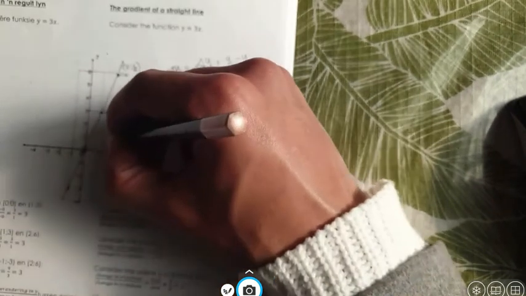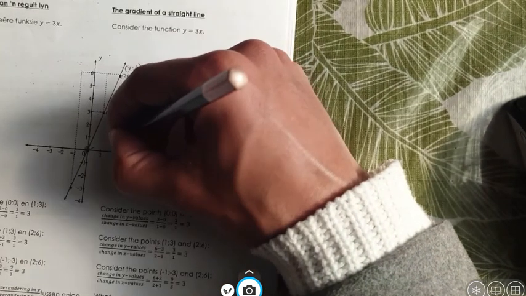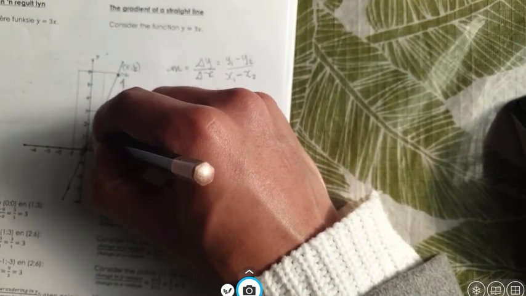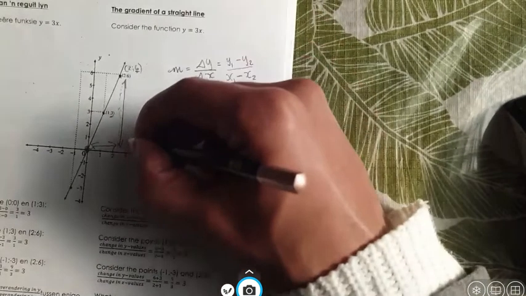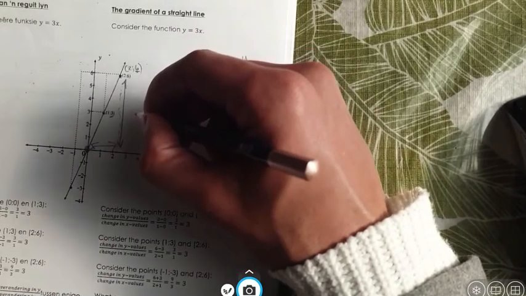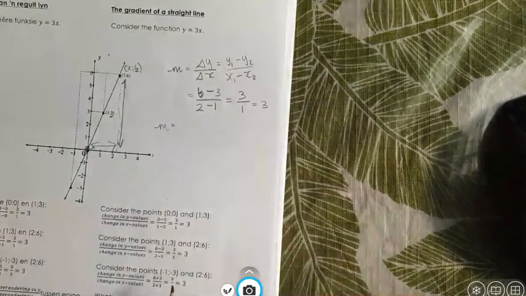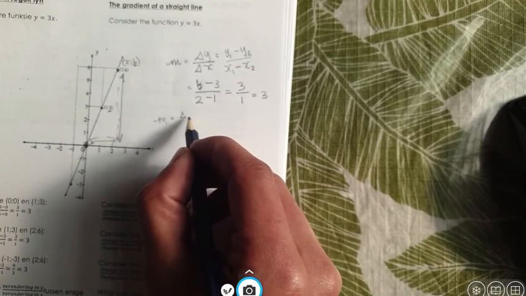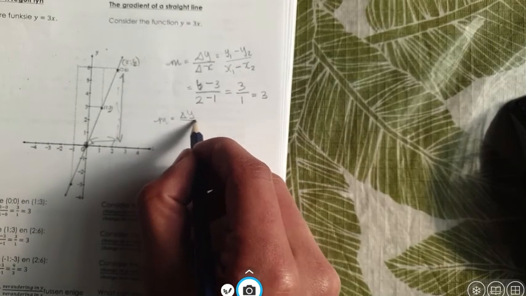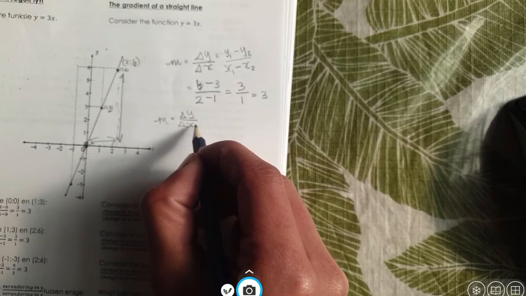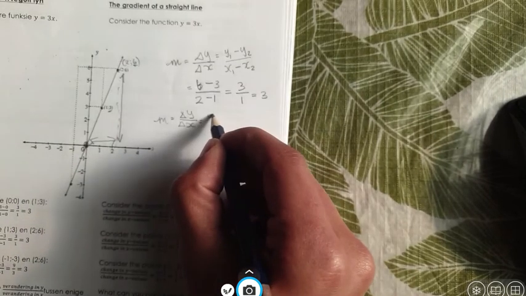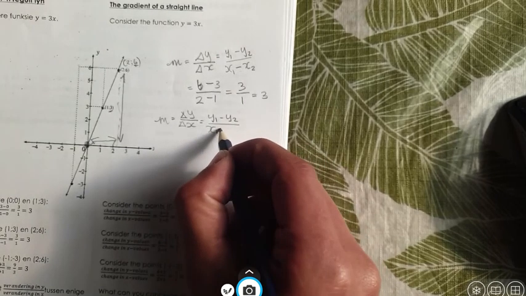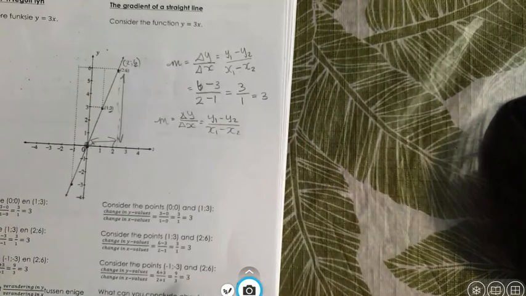And what did I say? The gradient is actually the rise over the run. That means, how much did I travel up or down over how much did I travel left or right. That is actually what the gradient is. So once again, I write my formula. It is the difference of y over the difference of x. And my formula is always going to be y of 1 minus y of 2 over x of 1 minus x of 2. Are you with me?